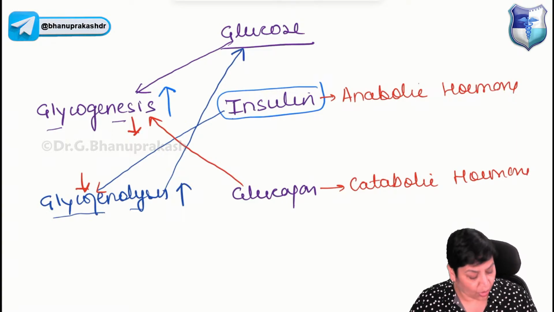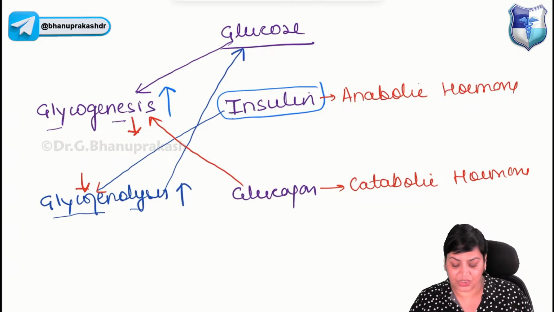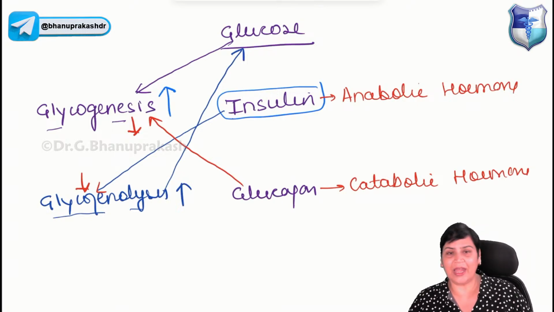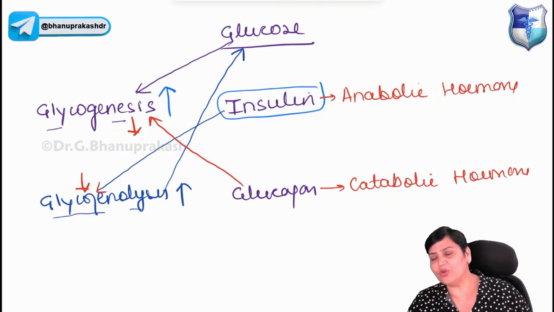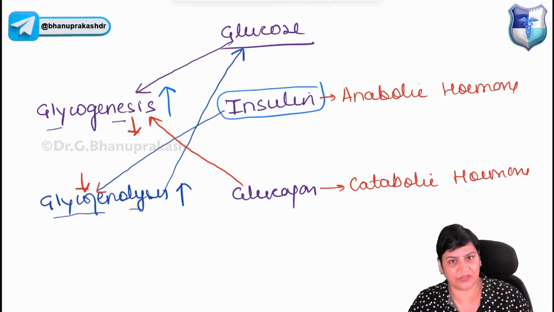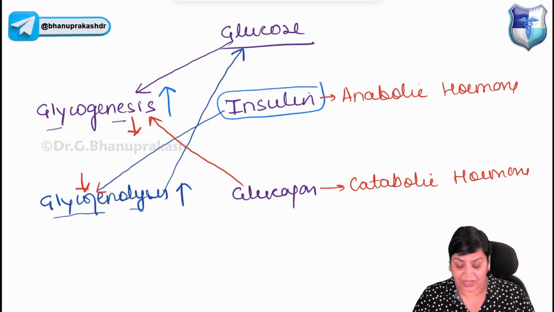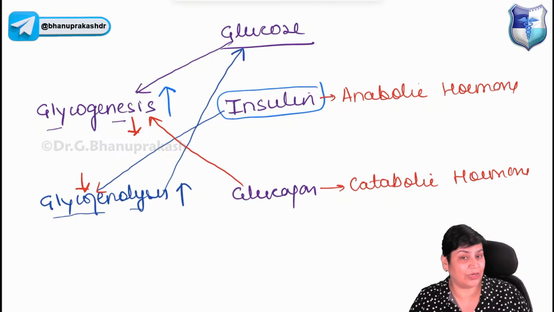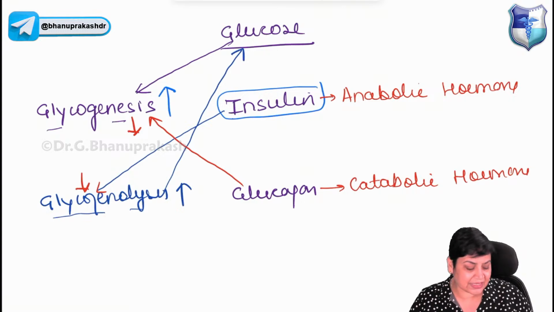Right? So always keep one thing in mind. Insulin is an anabolic hormone. I told you, anabolism is synthesis of something, so it is going to promote all those processes which will lead to the synthesis of something. On the other hand, glucagon is a catabolic hormone. It will break things down.